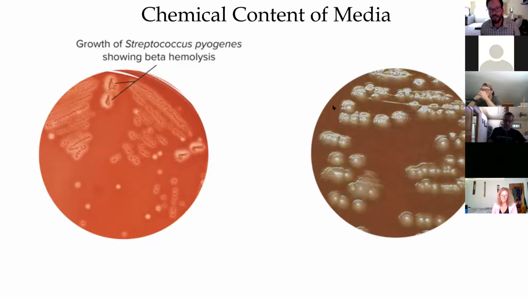Conversely, if you have this situation where you have colonies growing, but it's not breaking down the red media, then you know it's not hemolytic. Okay. And so that's a way of discerning what flavor of bacteria you have.